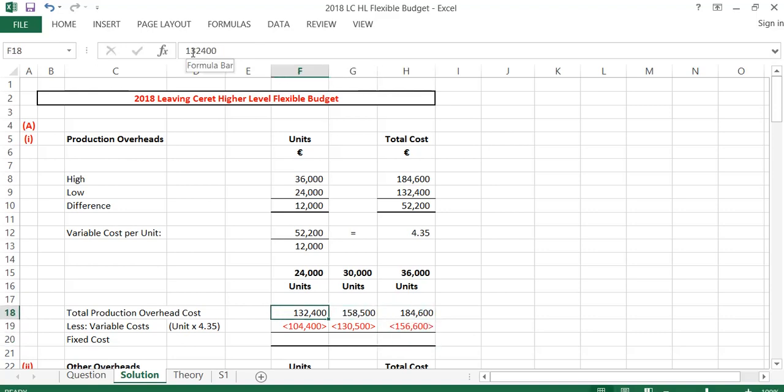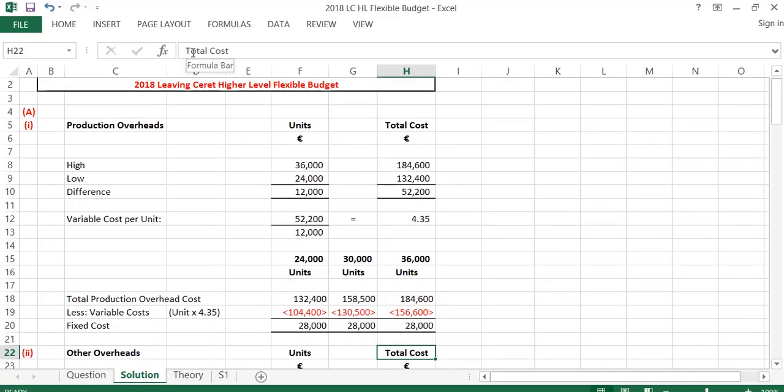Now if I have my total production overhead and I take away my variable element, it will leave me with the fixed cost. The fixed cost should be the same for each amount of units, because as the name suggests, the costs are fixed. So the fixed costs will be €28,000.